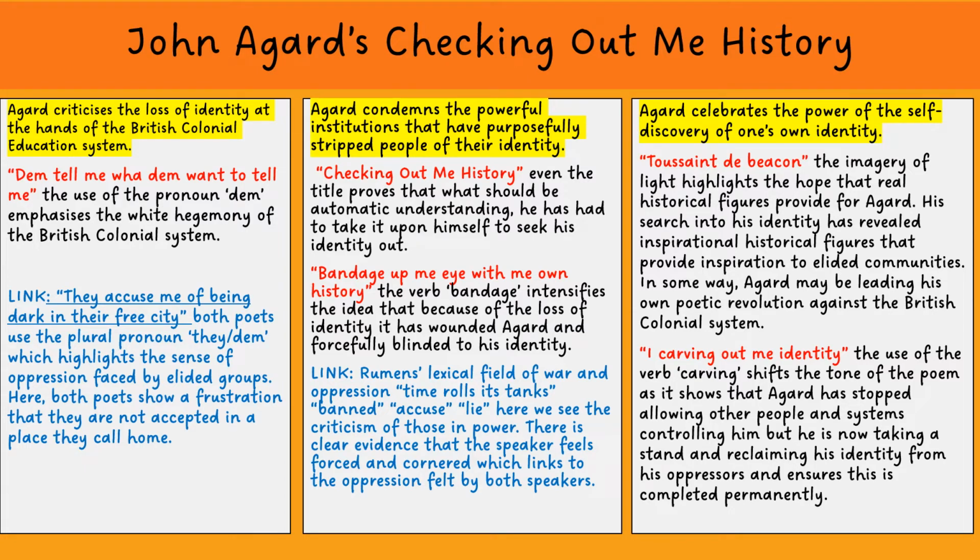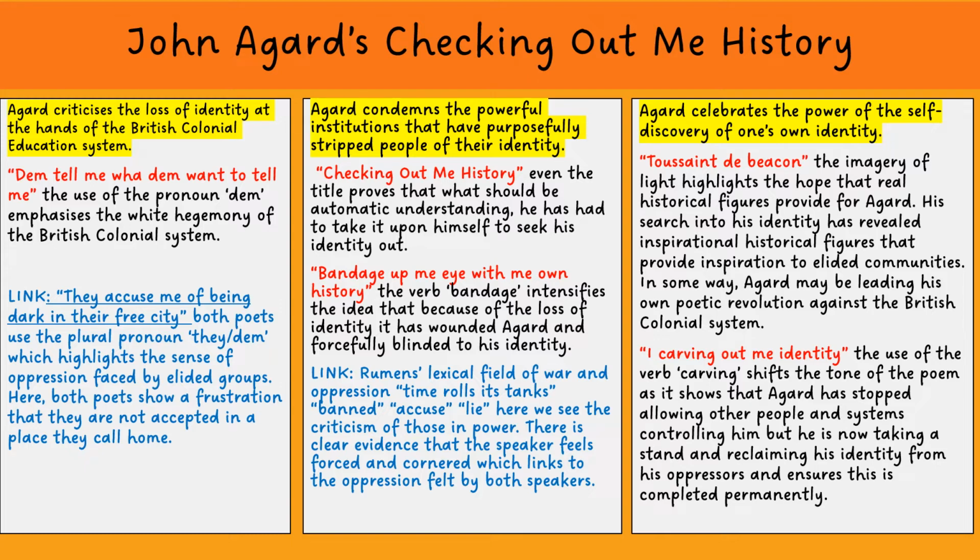We also have this sense of pride as Agard has now, as he's got older, this sense of autonomy, which is independence, and he's stripped himself of the oppression that was forced upon him. So we can see that there is definitely a celebratory tone throughout the poem. Then we've got "bandage up me eye with me own history". And here you've got that verb "bandage", which intensifies the idea that because of the loss of his identity, it has physically wounded Agard and forcefully blinded him to his identity.